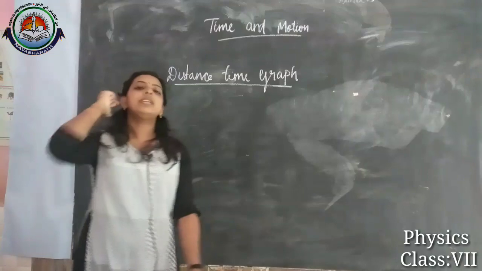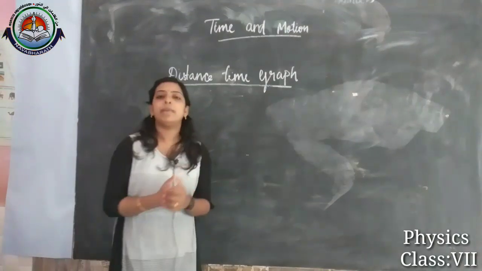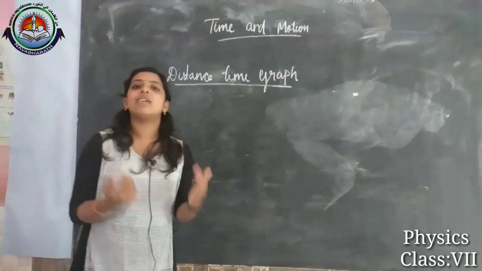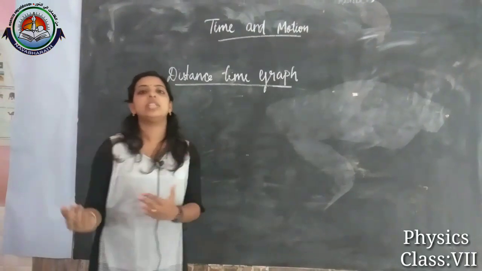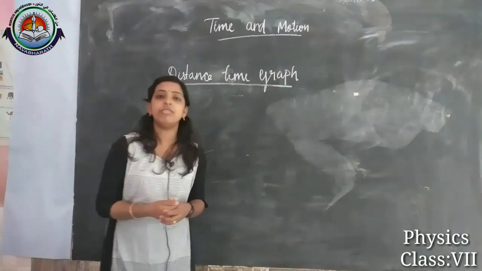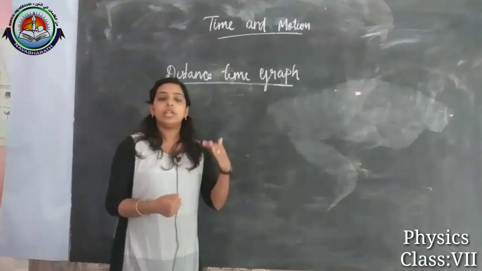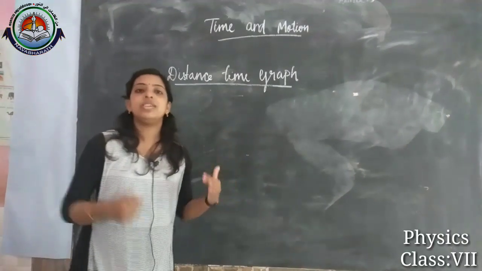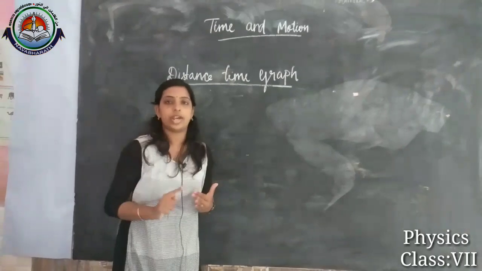And this distance time graph we mainly use to show how the distance traveled by a moving object changes with the time. When we use this distance time graph, we see how the distance traveled by a moving object changes with the time.